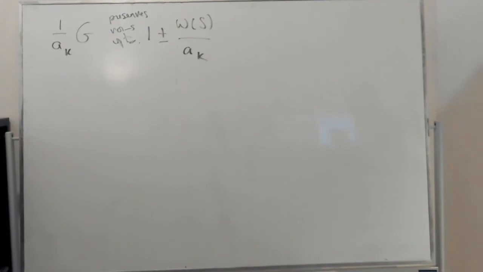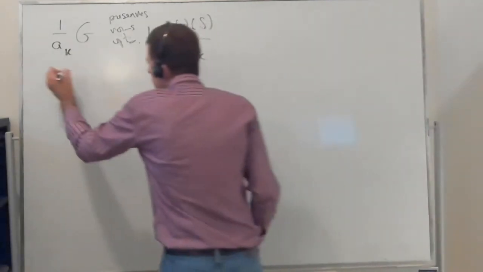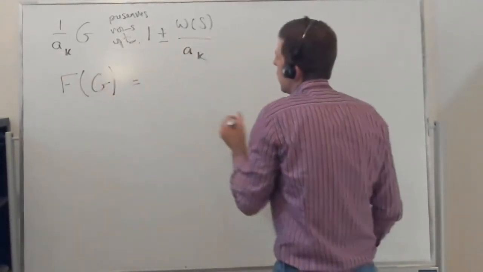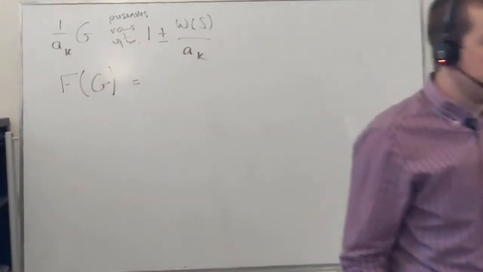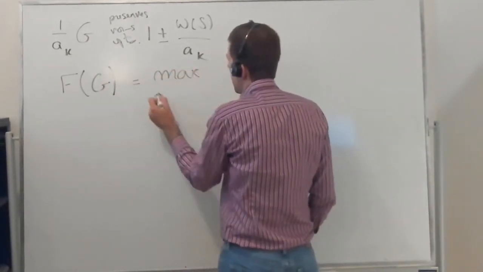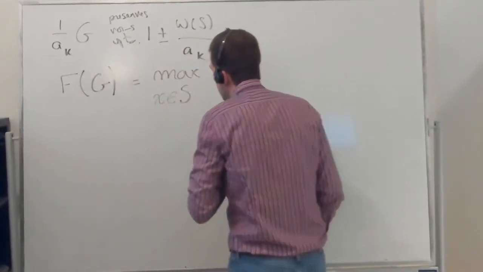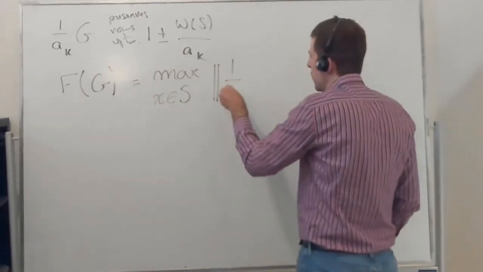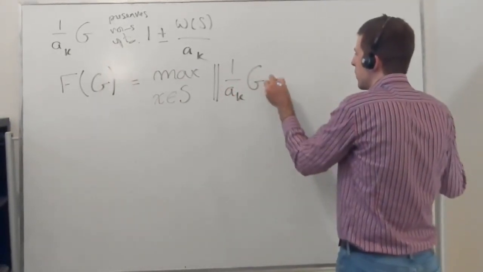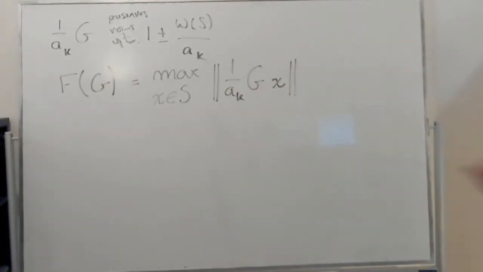But by now, we know how to transform this into tail bounds. We can simply use Gaussian concentration. In fact, it's not hard at all to see that the function f of g, being just exactly the function we're interested in, let's say taking the max over x in S of 1 over a_k times the norm of g x, is a map that is one-Lipschitz.